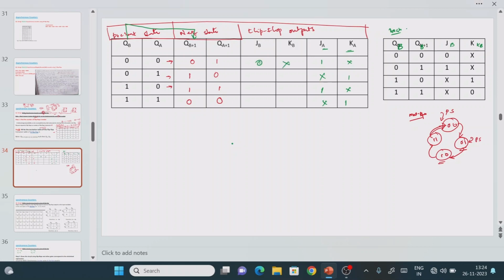Now what is the next value of QB? 0. QB plus 1 value 1, right? So 0 1 means what? 1 cross, right? Done. So next, what is the value? 1. QB plus 1 value 1, right? 1 1 means what? Cross 0, right? You just write down the cross 0. Once it is done, what is the final value? 1 0. So 1 0 means what? Cross 1, right? Just write down the cross 1.